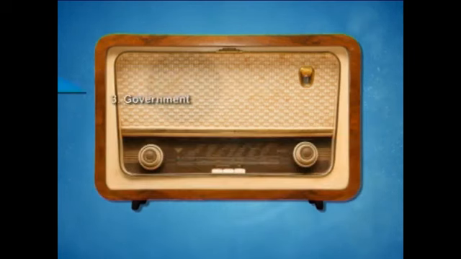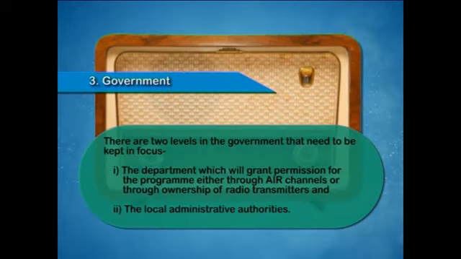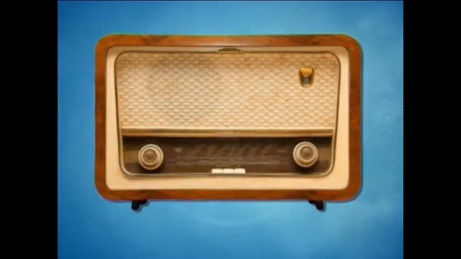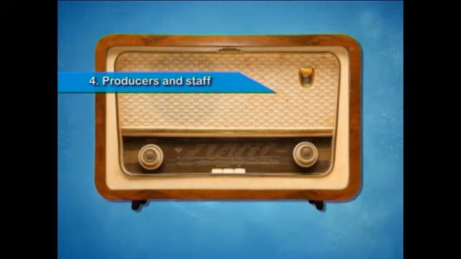Number 3, government. There are 2 levels in the government that need to be kept in focus. Number 1, the department which will grant permission for the program either through AIR channels or through ownership of a radio transmitter, and number 2, the local administrative authorities. Number 4, producer and staff.